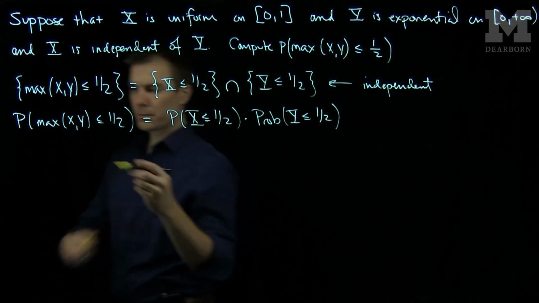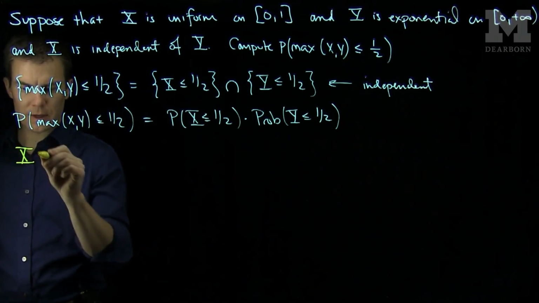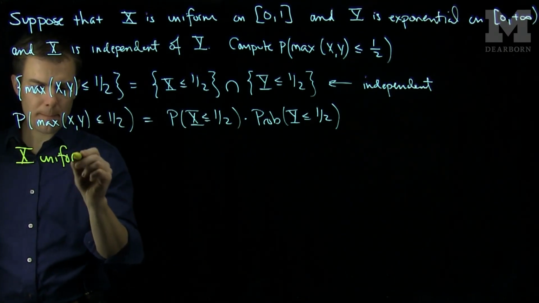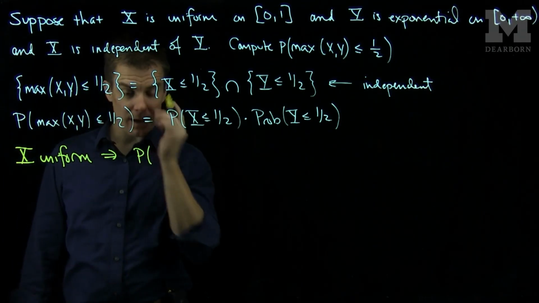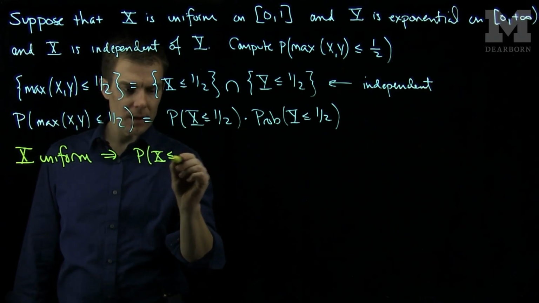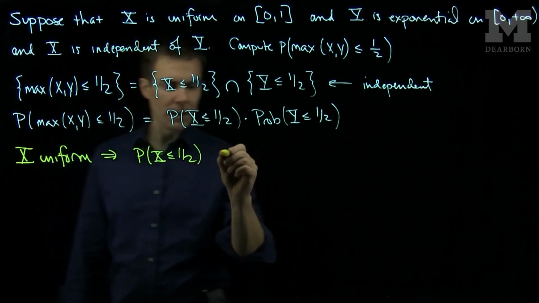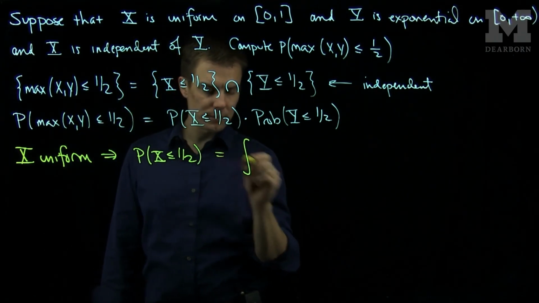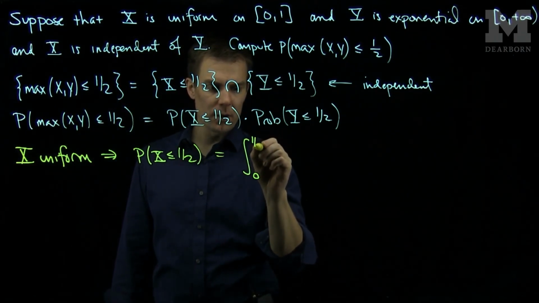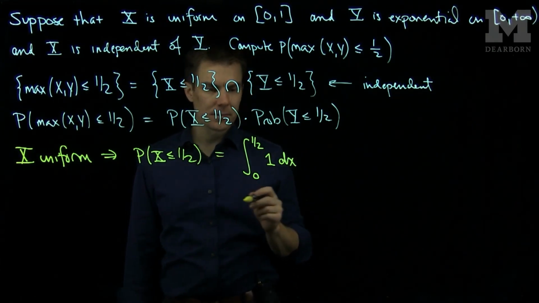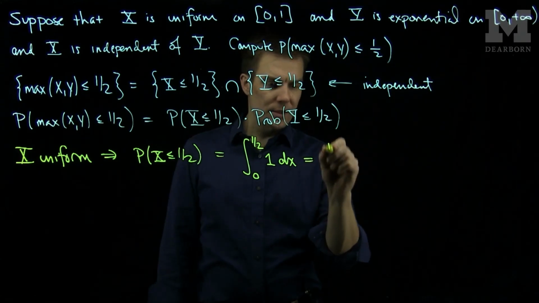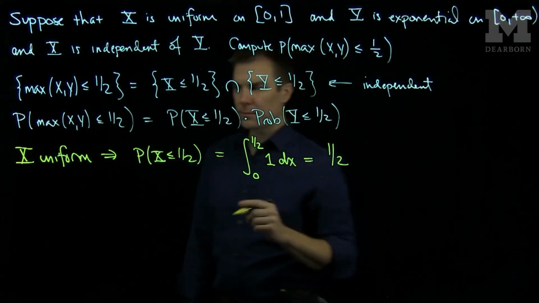So we know that X is uniform, and this implies that the probability that X is less than or equal to 1/2 is the integral from 0 to 1/2 of 1 dx. And so we can compute this easily. It would just be equal to 1/2.